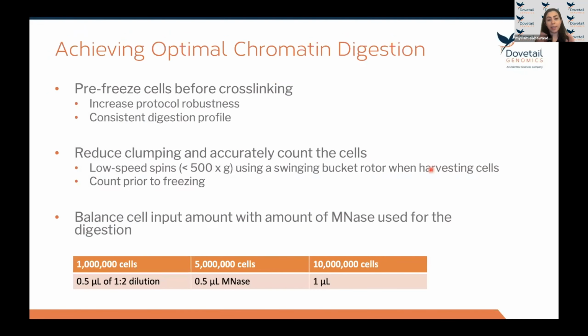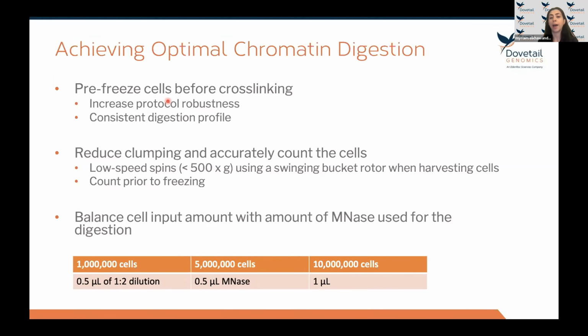Now, the HiChIP MNase assay does not require sonication. It will only rely on the enzymatic fragmentation or the digestion with MNase. So it's important to achieve a good digestion in order to generate a high-quality library. For optimal digestion, we recommend to freeze the cells before cross-linking. The number of cells you'll start the assay with depends on your protein of interest, but that number will influence the amount of MNase you're using to optimally digest the chromatin.